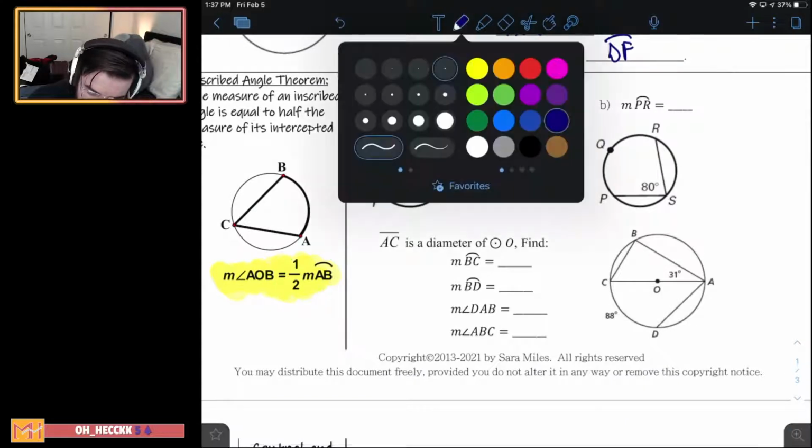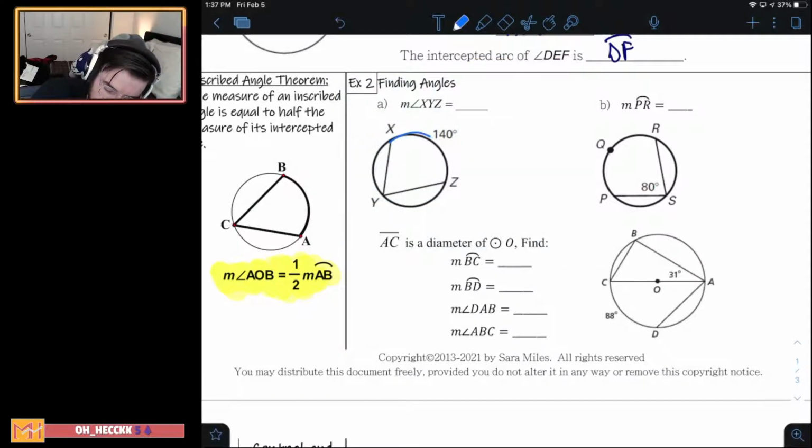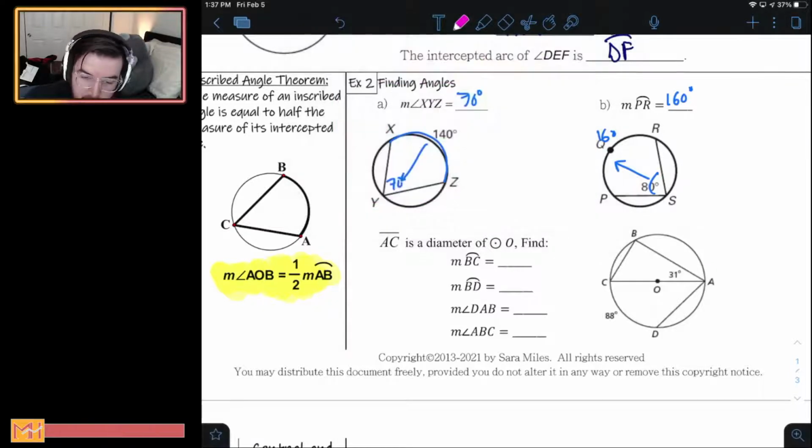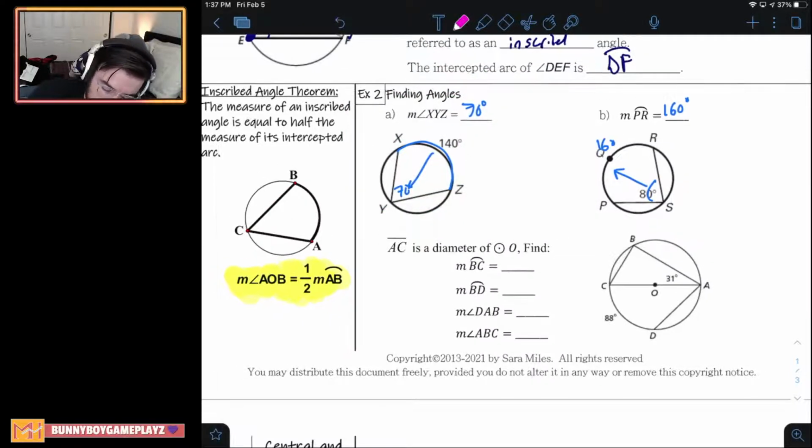So let's check this out. If we know that this arc is 140, take half. Oh, it's that easy. It really is that easy. 70 degrees. Boom. If we know that this angle is 80, well then we double it to find the arc. Boom. 160. It really is that quick. And what's the difference between these angles and the ones above? The vertex is on the edge, making them inscribed.